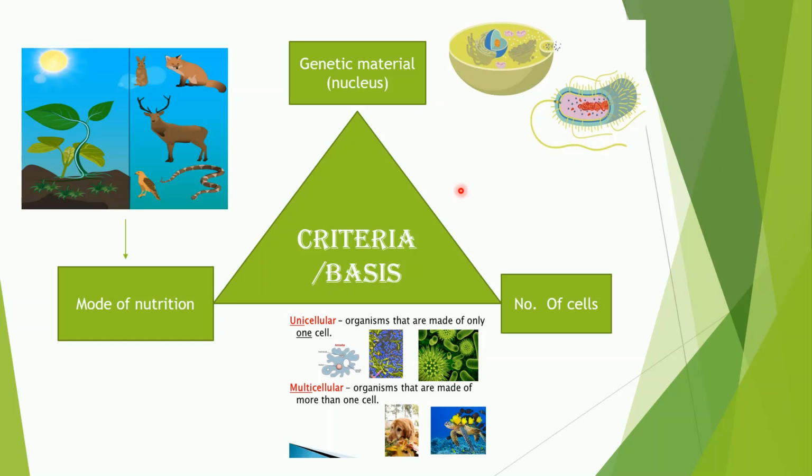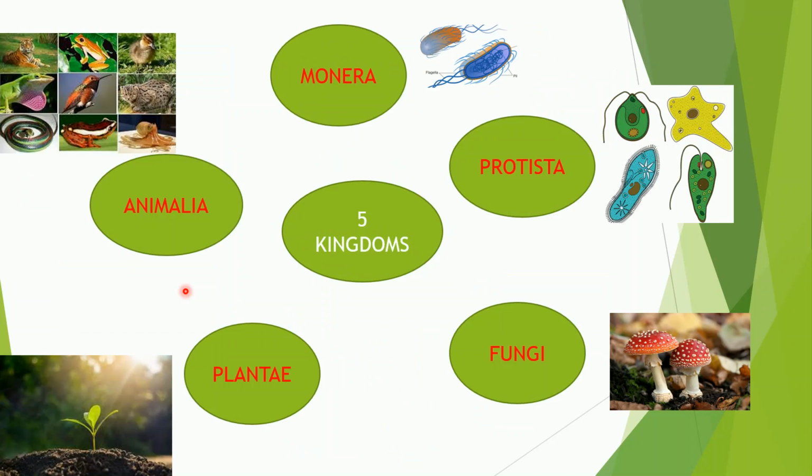Similarly, another criterion was the number of cells, whether they are single-celled or multicellular. Then another criterion was the mode of nutrition, whether they prepare their own food or depend upon other organisms. So autotrophs, heterotrophs. Now children, apart from this, they also considered one more criterion, the presence or absence of a cell wall. So this was one more criterion included by Whittaker and his team.